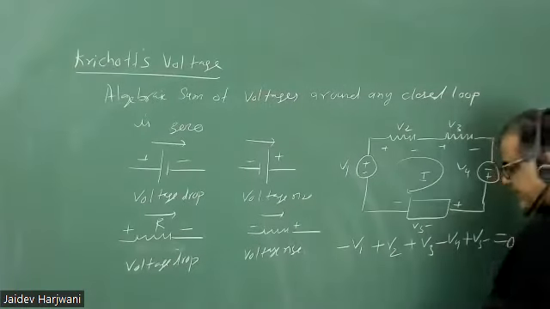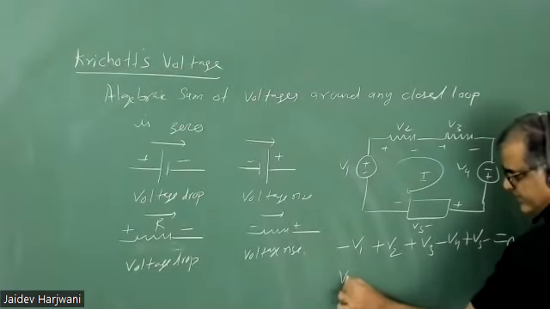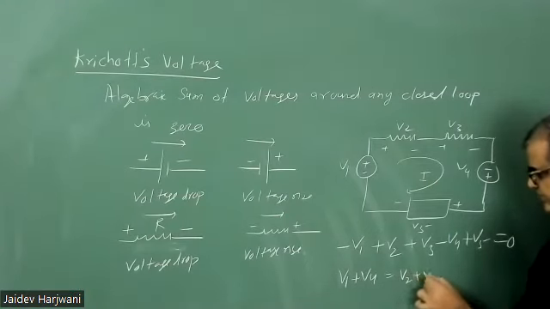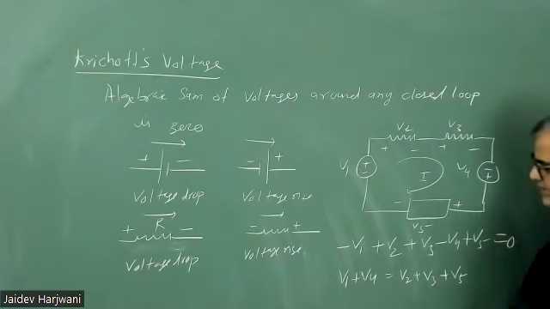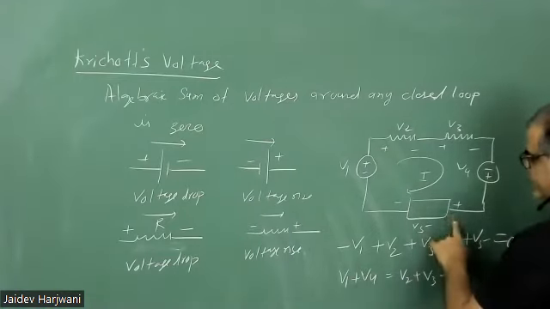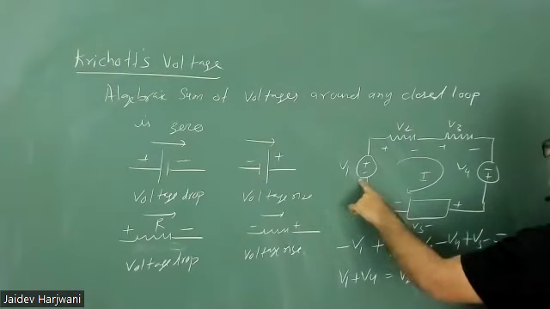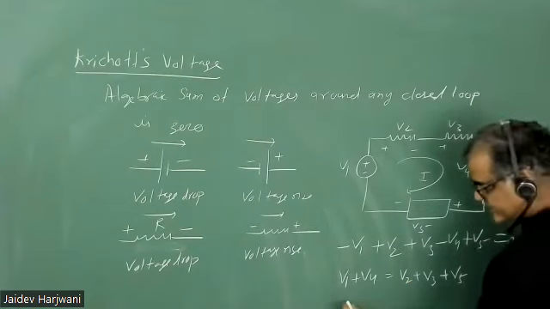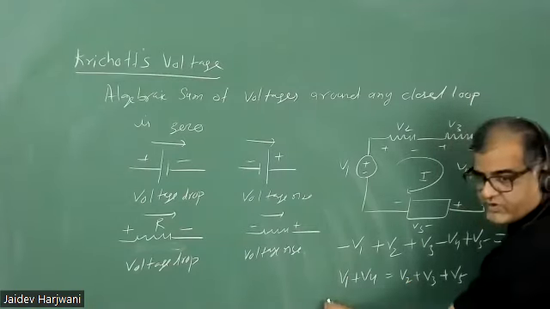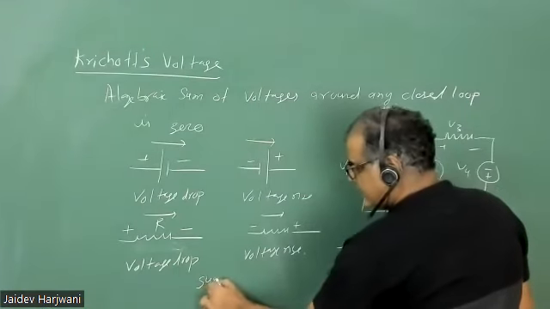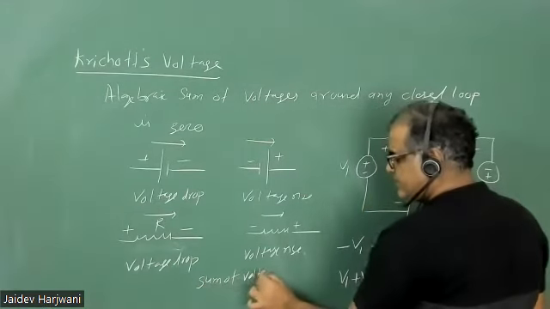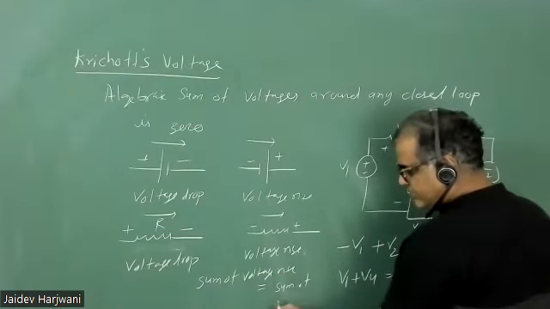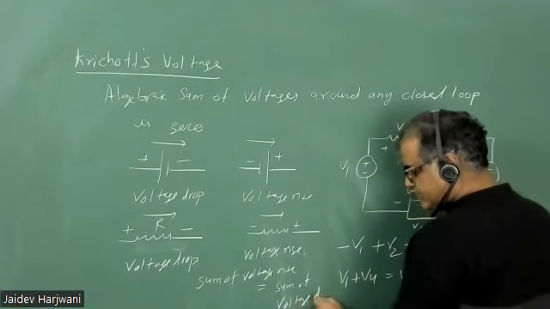Now if I write this, I can write V1 plus V4 equals V2 plus V3 plus V5. This V4 is a voltage rise, this is also a voltage rise. So the sum of voltage rises is equal to the sum of voltage drops.